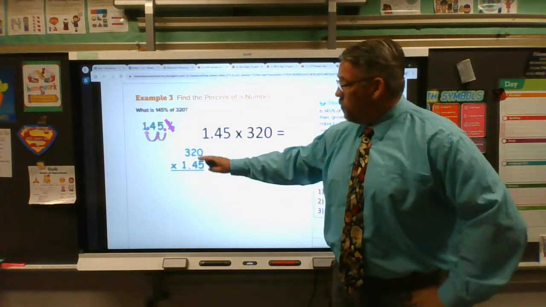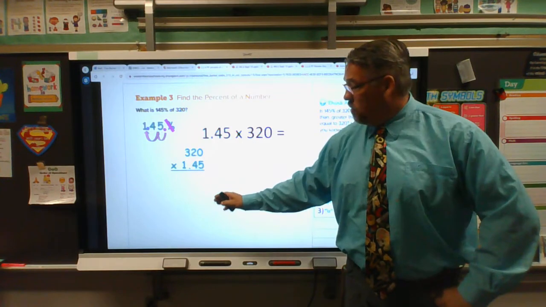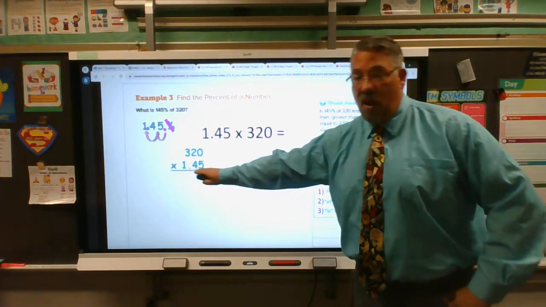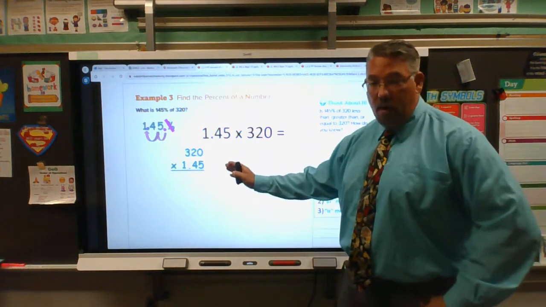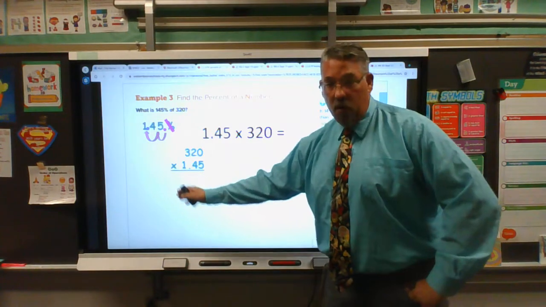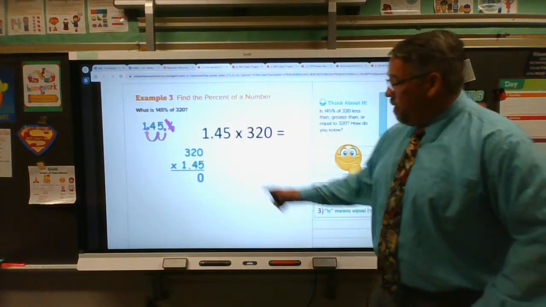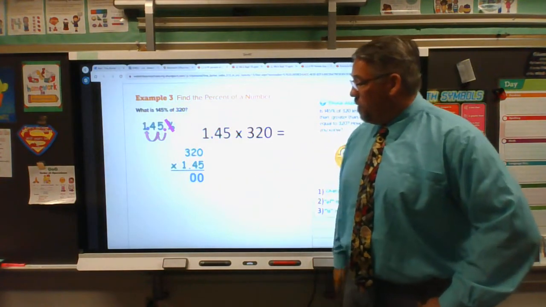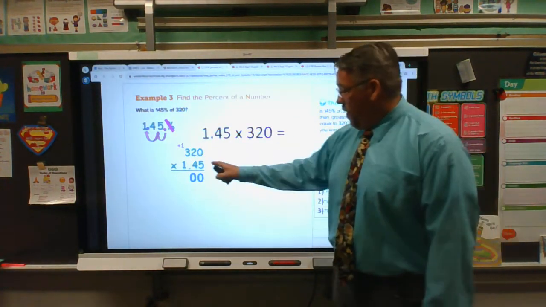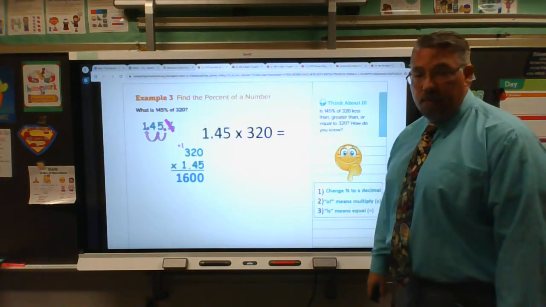So when I have 320 times 1.45 or 1 and 45 hundredths, then I still do the same steps every time until I run out of digits down here below. I always start at the right, and then I'll go to my second number, then I'll go to my third number. So starting at the right, I have 5 times 0, which is 0. 5 times 2, which is 10. So I put down my 0, and I carry my addition of 1. 5 times 3 is 15 plus 1. That's going to give me 16.